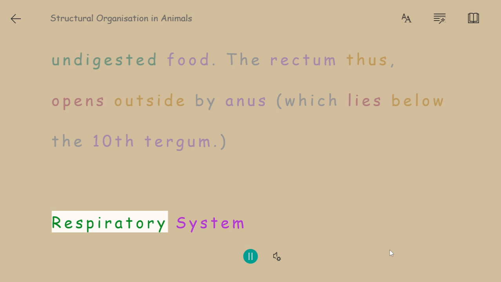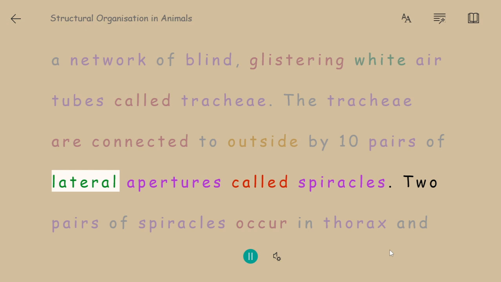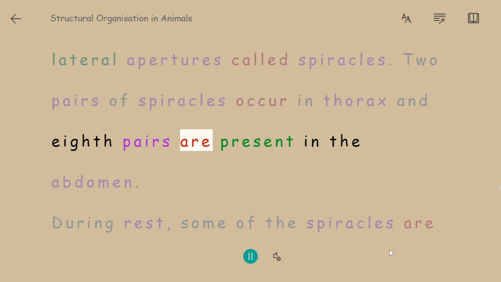Respiratory system. The respiratory system is comprised of a network of blind, branching white air tubes called tracheae. The tracheae are connected to outside by 10 pairs of lateral apertures called spiracles. 2 pairs of spiracles occur in thorax and 8 pairs are present in the abdomen.